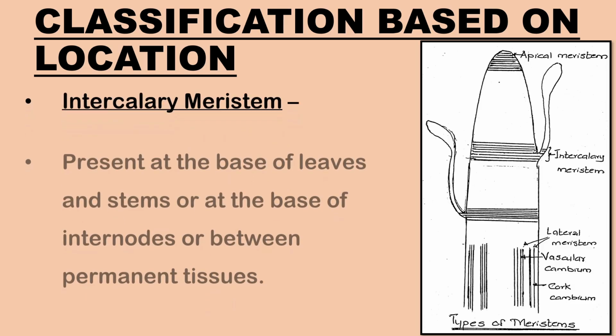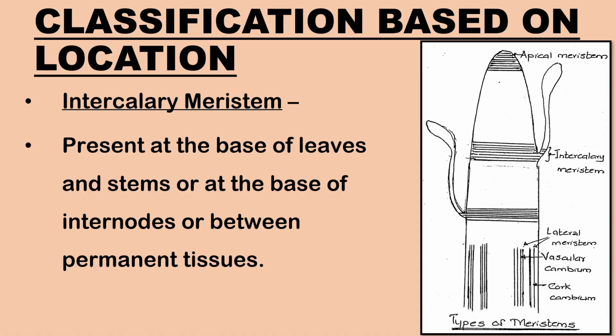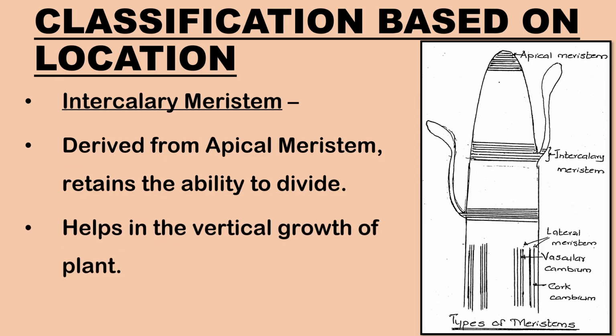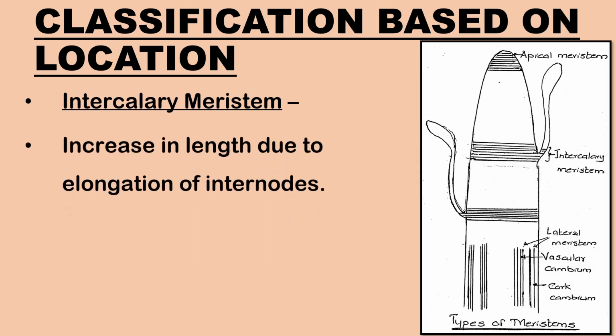Intercalary meristem is a primary meristematic tissue present at the base of leaves and stems or at the base of internodes or between permanent tissues. It is derived from the apical meristem and retains the ability to divide. Intercalary meristem helps a plant to grow vertically. The internode elongates, which contributes to the increase in length of stem as seen in bamboo.